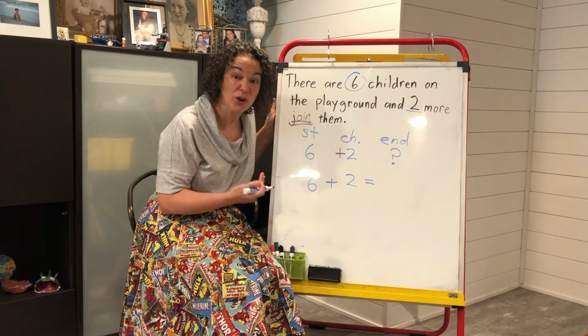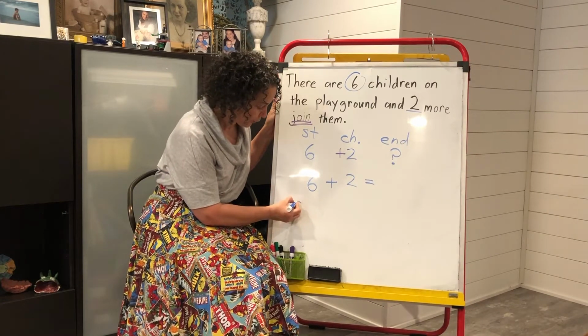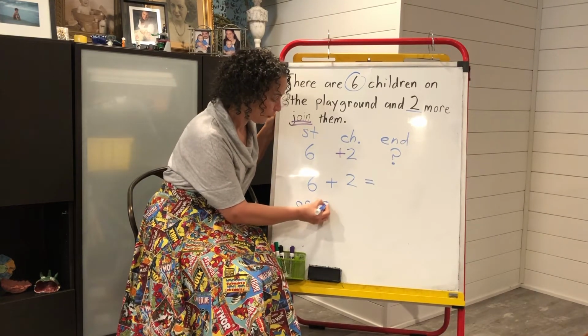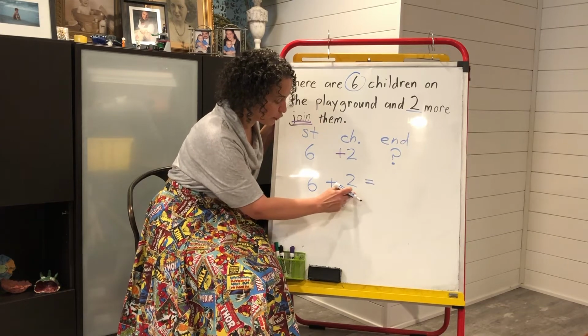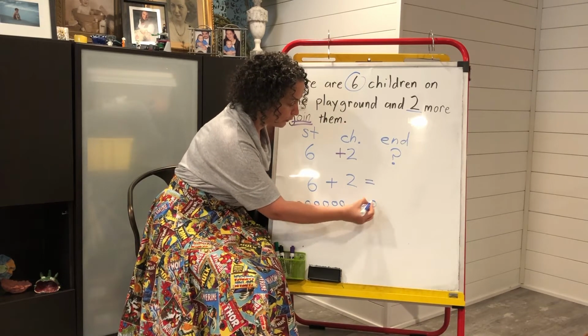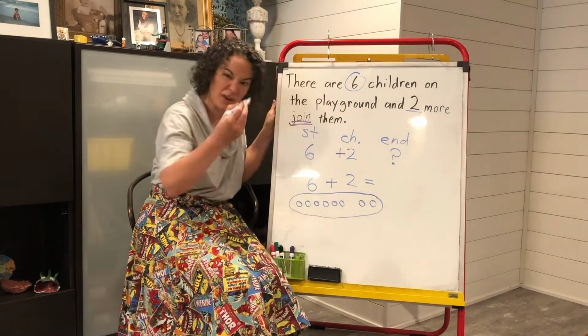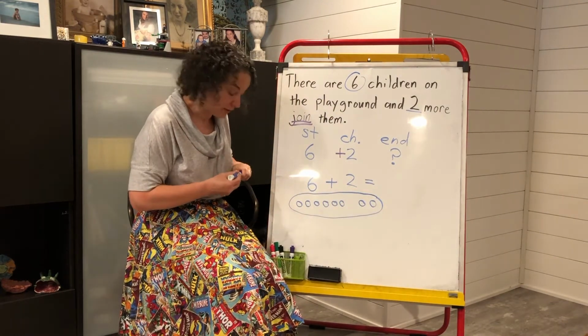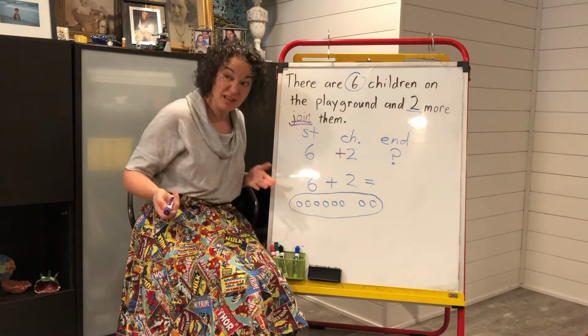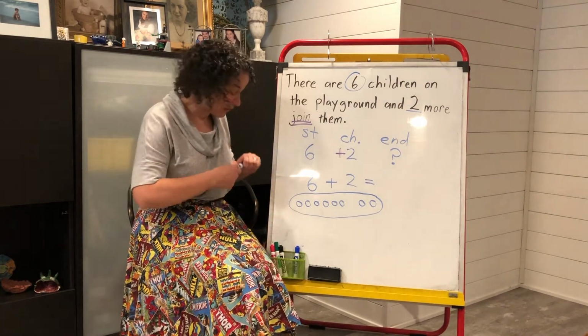Penny says I can draw a quick pic. So 6. 1, 2, 3, 4, 5, 6. And I need 2 more. 1, 2. And then I'm going to join them together. And in math, we do a great big circle around the whole thing to show that we're putting something together. And then, easy peasy lemon squeezy, my friends. Now we just have to count it up.